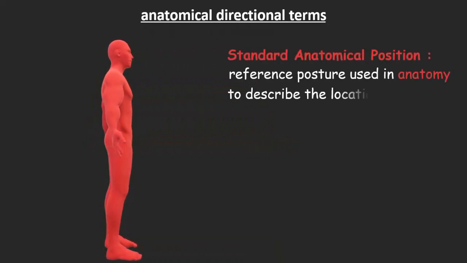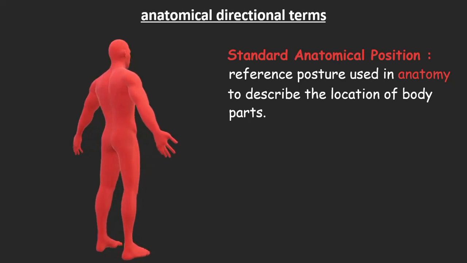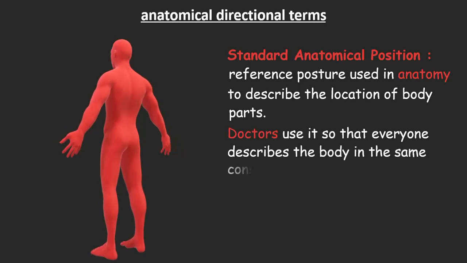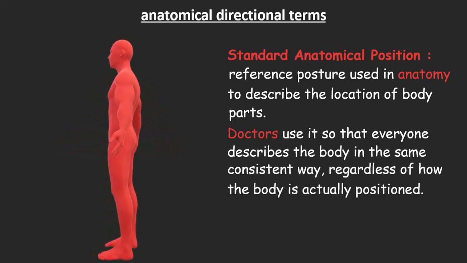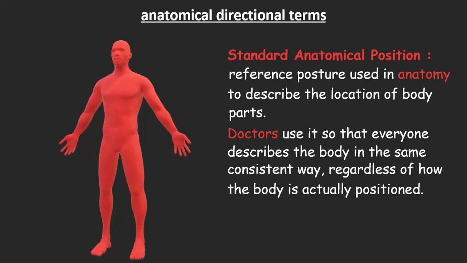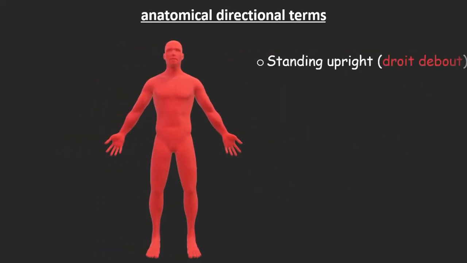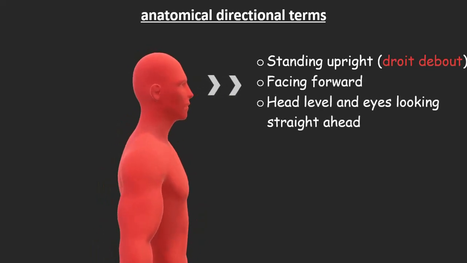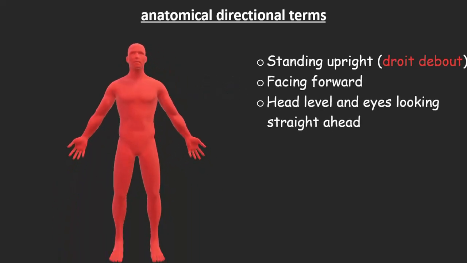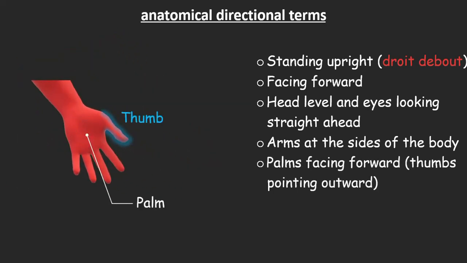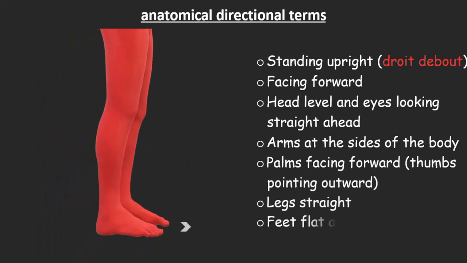The standard anatomical position is the reference posture used in anatomy to describe the location of body parts. Doctors use it so that everyone describes the body in the same consistent way, regardless of how the body is actually positioned. In this position, a person is standing upright, facing forward, head level, and eyes looking straight ahead. Arms at the sides of the body, palms facing forward, thumbs pointing outward, legs straight, feet flat and pointing forward.